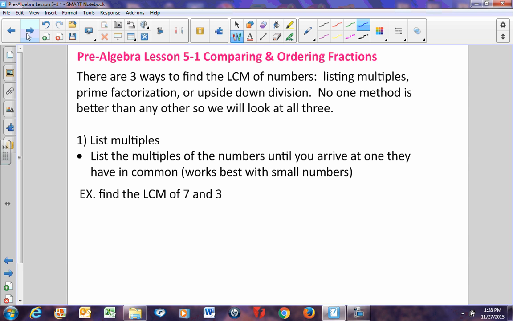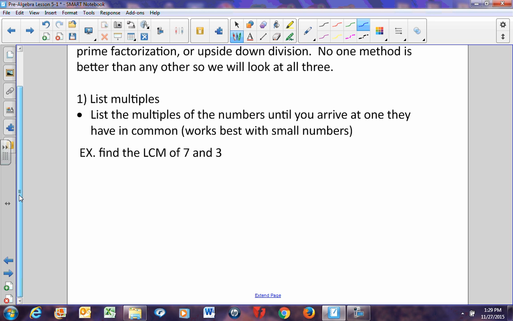The first method we're going to look at is what happens when we list multiples: listing multiples of the numbers until you arrive at one that they have in common. This works best when you have small numbers, and it also works best if you can multiply really well. If you don't multiply well and you miss a multiple, you could be missing the least common multiple, and that can be very frustrating. So if we want to find the least common multiple of 7 and 3, I'm just going to list the multiples of 7 and the multiples of 3.